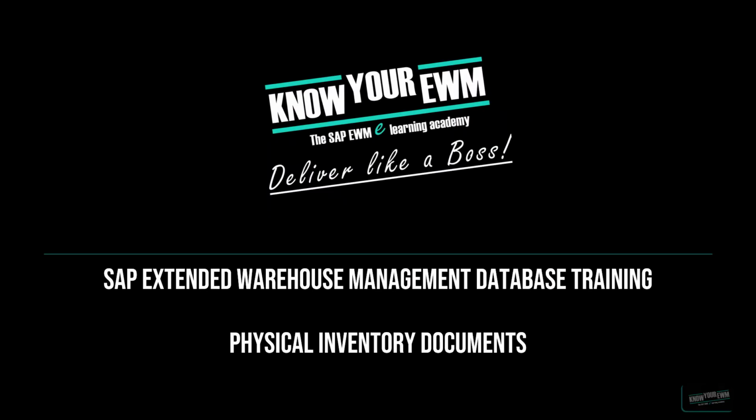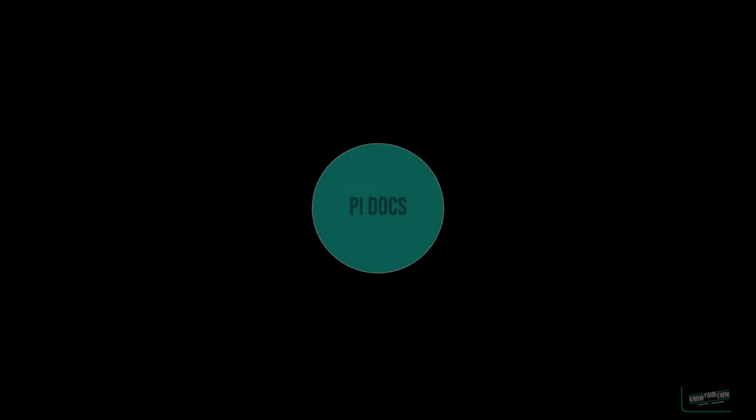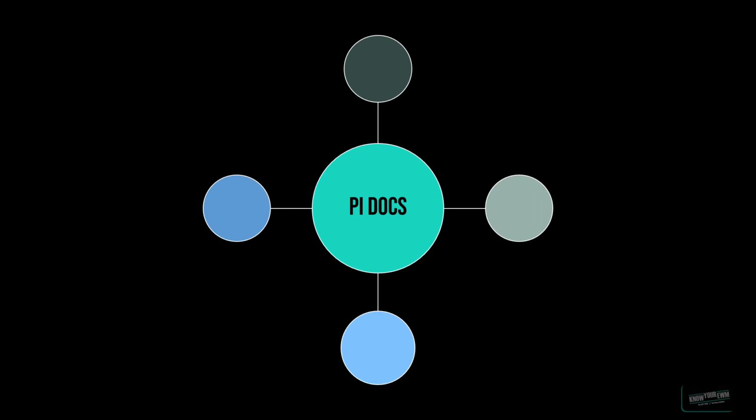The next topic in line we prepared for you are the physical inventory documents in SAP Extended Warehouse Management. In this episode, we are going to highlight the different database tables involved while creating, counting, and posting the inventory documents. So to get started, let us first have a look at how many tables we are going to focus on in this episode. Today, we are talking about 4 different tables.